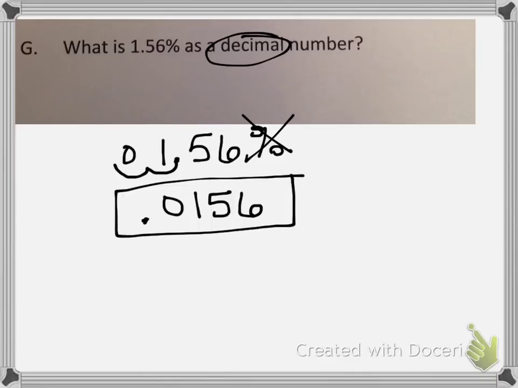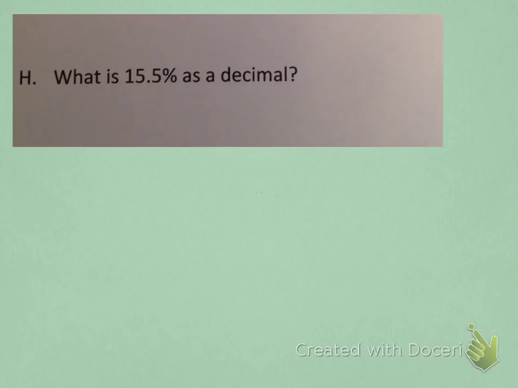All right, last example. You're going to do this one on your own. This is H, example H. What is 15.5% as a decimal? Go ahead and try that one on your own, and we'll check it in class tomorrow.